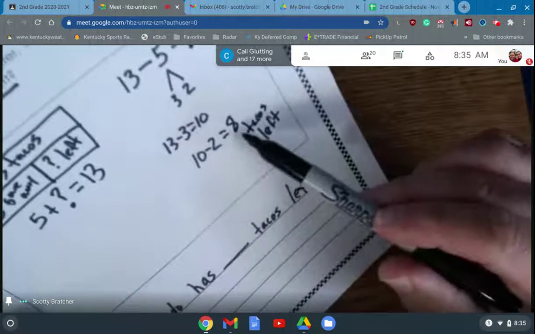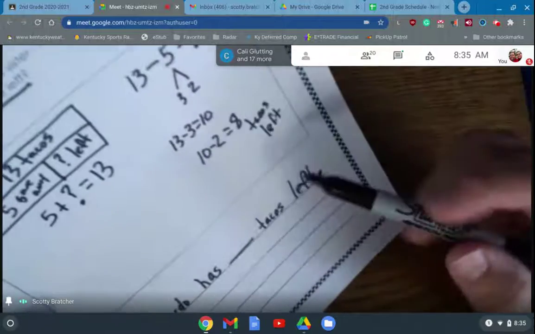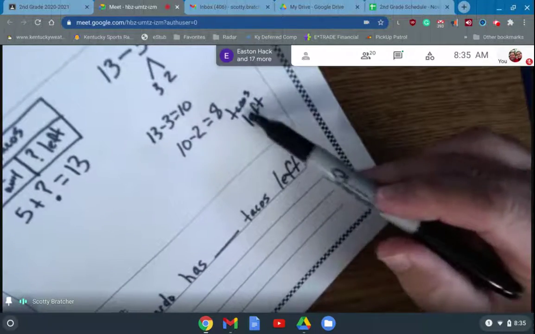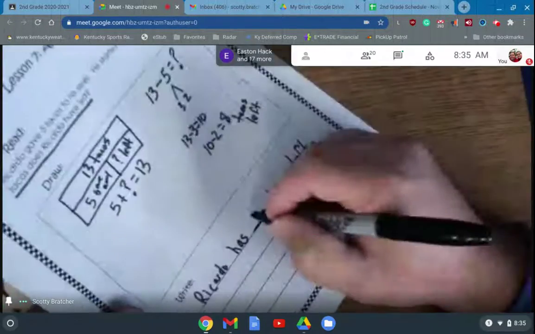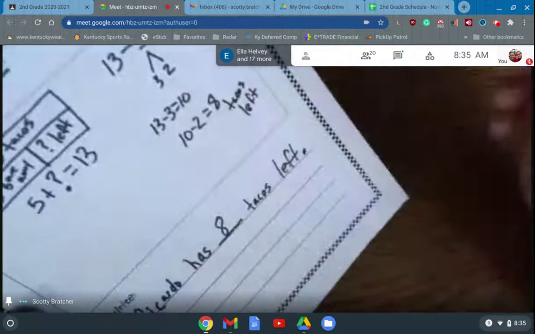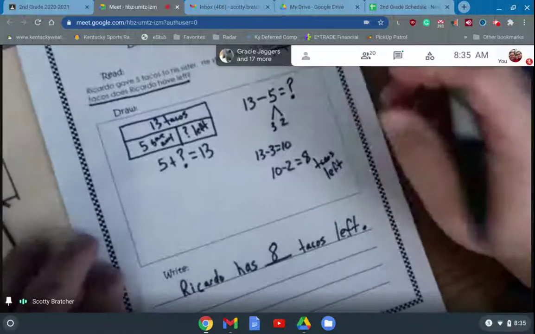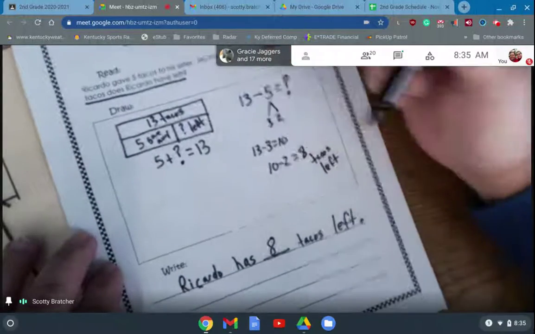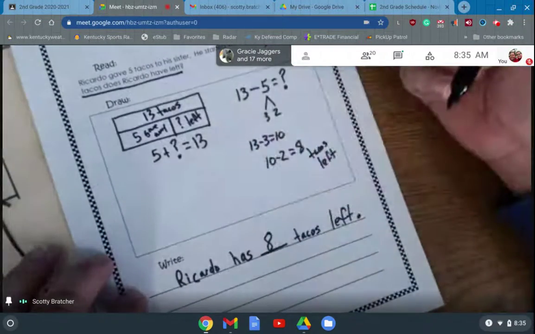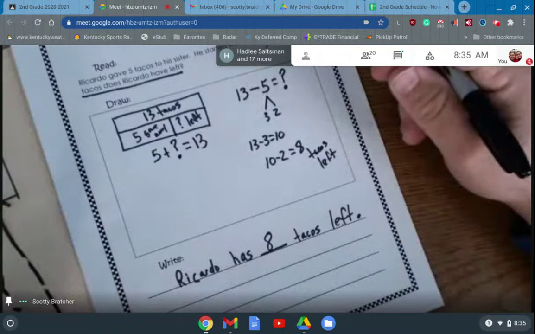What goes in the blank? It's our answer of 8 tacos left. Look, if I put 8, it says tacos left. So 8 tacos left. All right, and that's what our work up here looks like. This is our restated answer, and we're done with the problem.